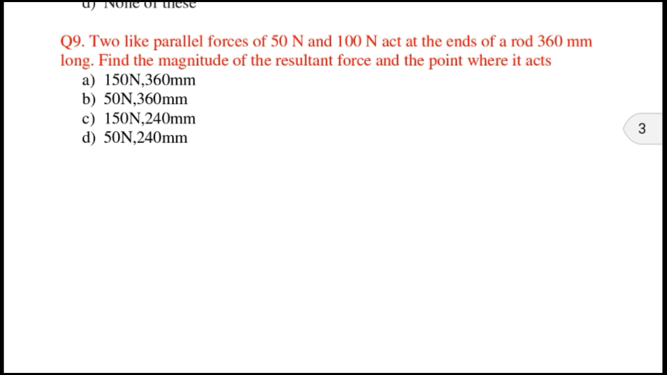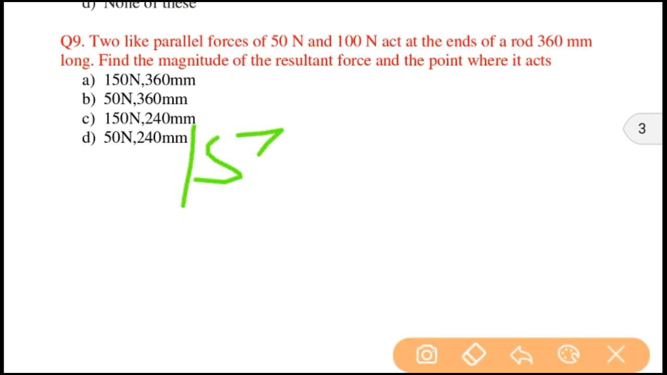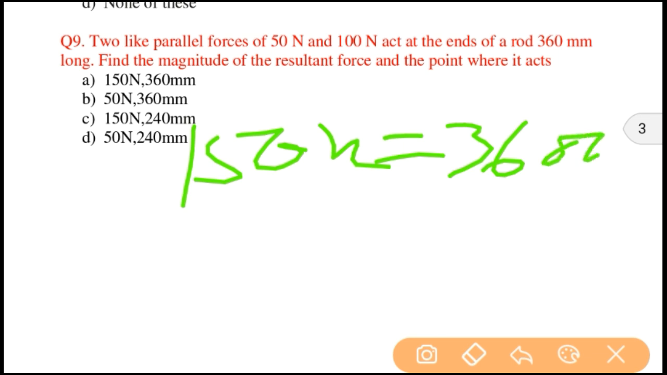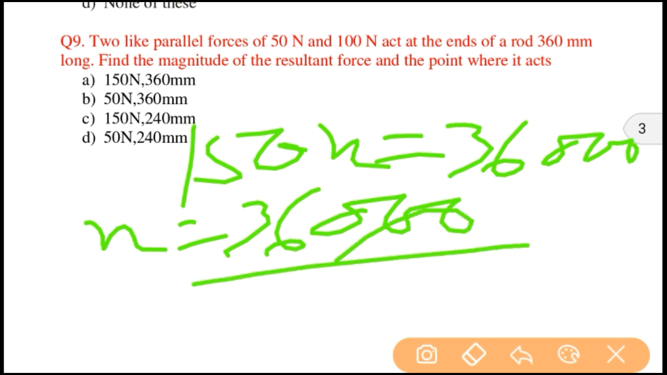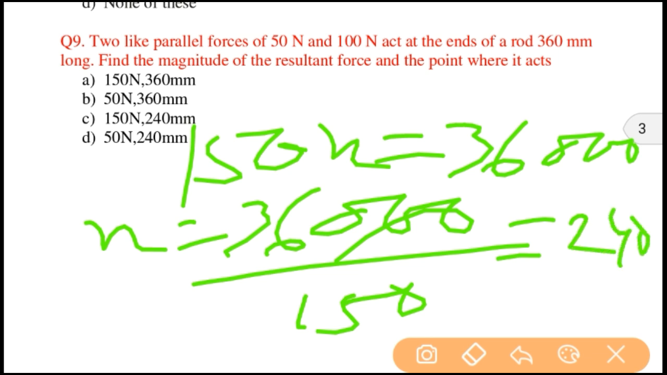So 150x equals 36000, so x equals 36000 divided by 150. By calculating we get 240. So the correct answer will be 150 Newton and 240 mm. That is option C is the correct answer.